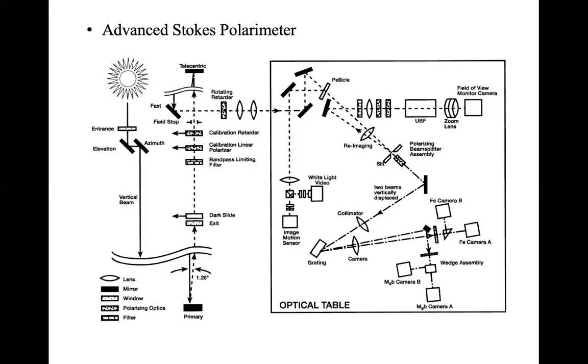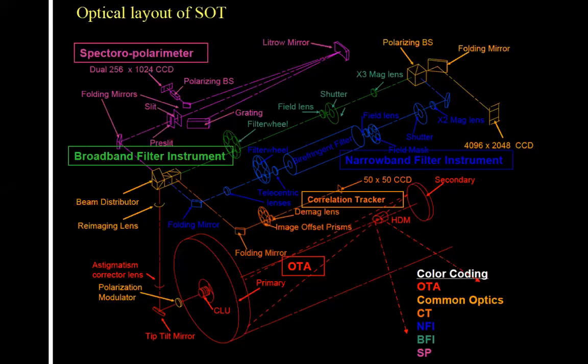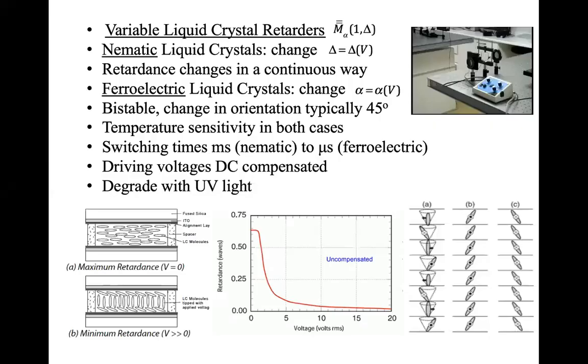ASP has it somewhere here, the rotating retarder here for Hinode, and this is the one I like the best, liquid crystals. Liquid crystals are fixed, but you change with voltages, you either change the retardance or you change the orientation. If you change the retardance, they are called nematic. You change the orientation, they are called ferroelectric.